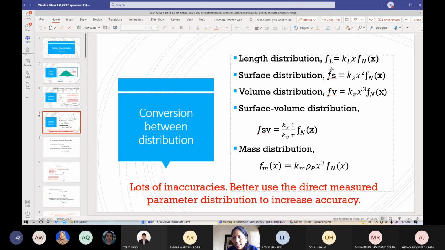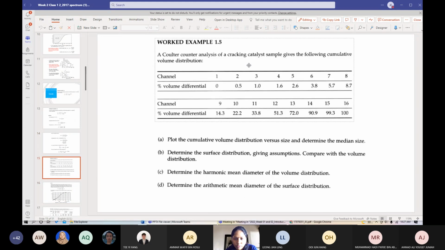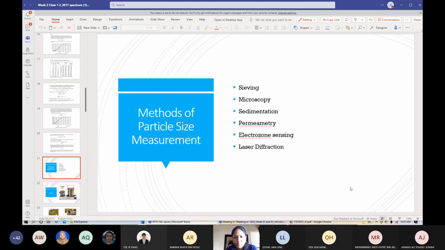There's also length, which I missed out. So you can have length, surface, volume, surface to volume, mass distribution, and one more is number distribution. But number is very rarely used. It's present here for Fm because of the formula, since this is density times the number, but Fn is not preferred. You don't prefer to give numbers because particles are of different sizes, so it's not representative of a bulk sizing. We will do some exercises on the conversion, including this worked example from the other slide, in the Wednesday class.